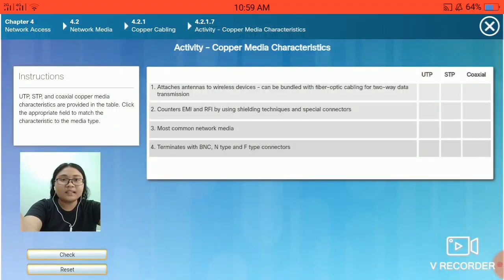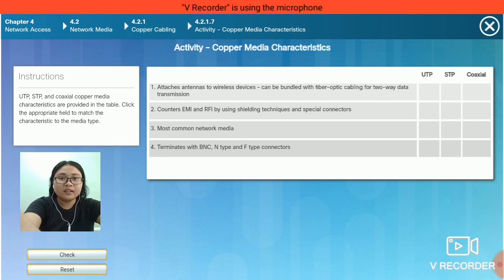This is the second activity in chapter 4.2.7 entitled Copper Media Characteristics. Instructions. UTP, STP, and coaxial copper media characteristics are provided in the table. Click the appropriate field to match the characteristic to the media type.